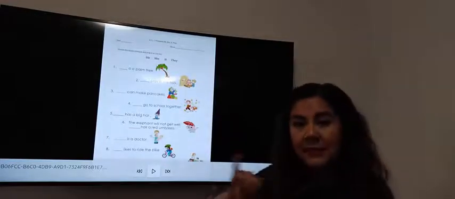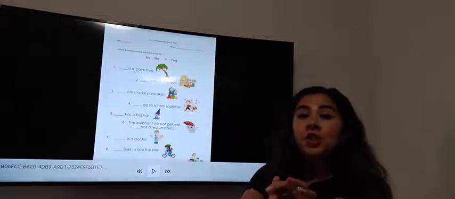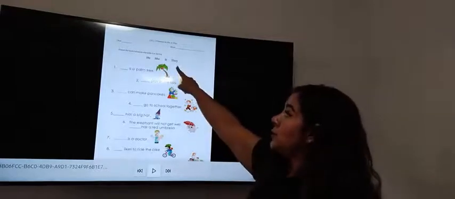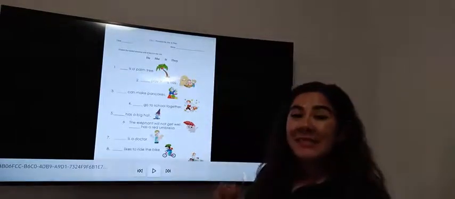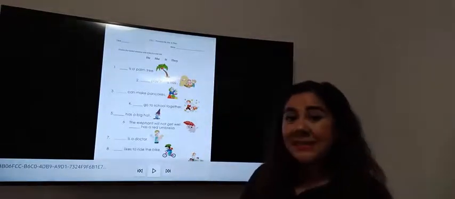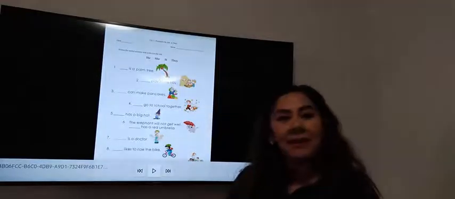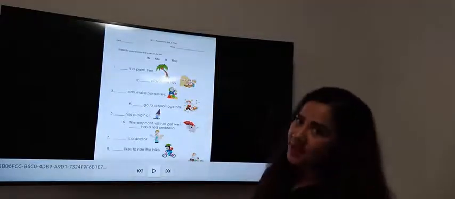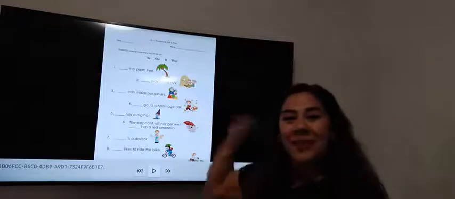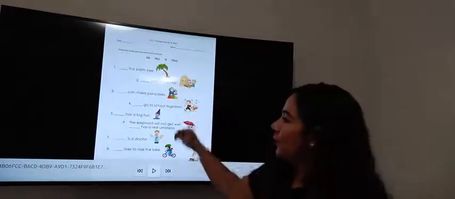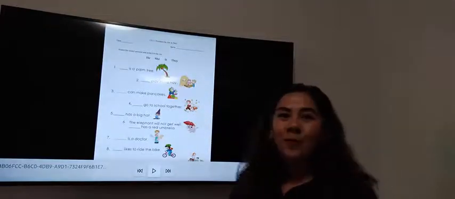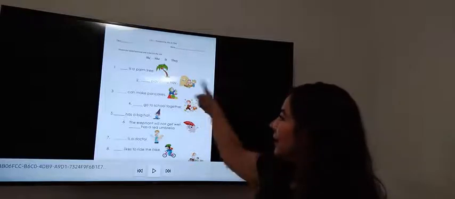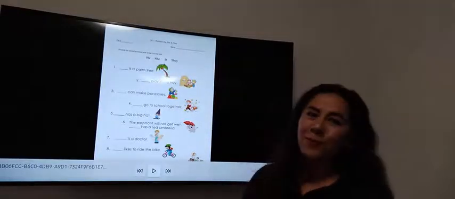Remember, we were practicing he for a boy, she for a girl. Today we're going to work with 2 more. One is it, that also uses is, and they, that it's a plural. So there's the clue. If you're going to write they, you need to find over here the word are, or you can look at it and see that there's more than one.